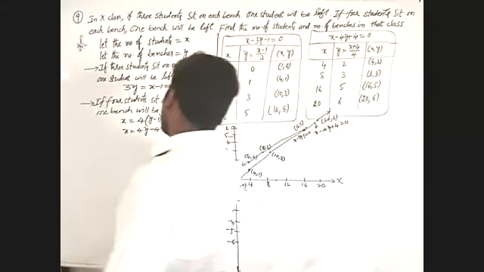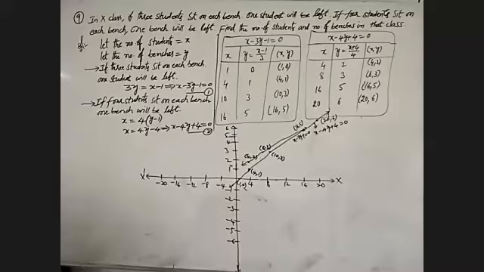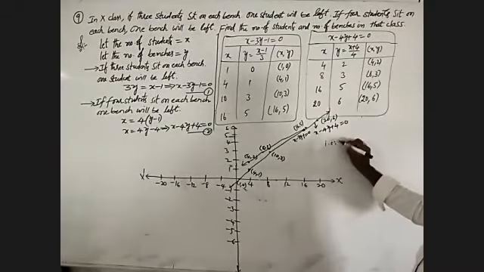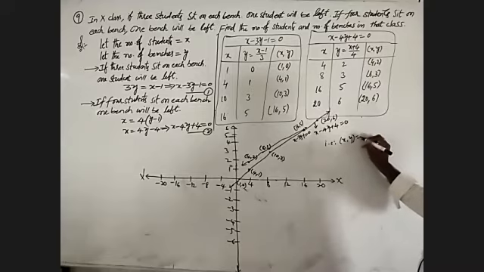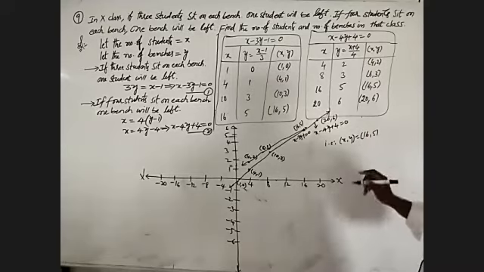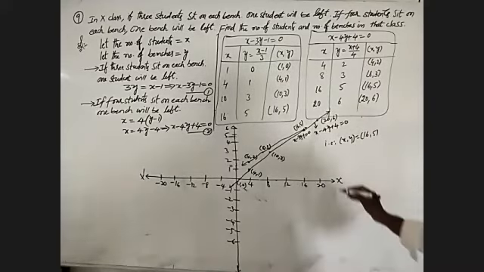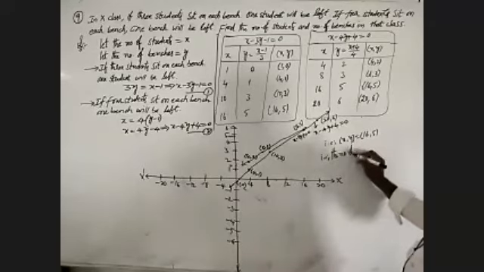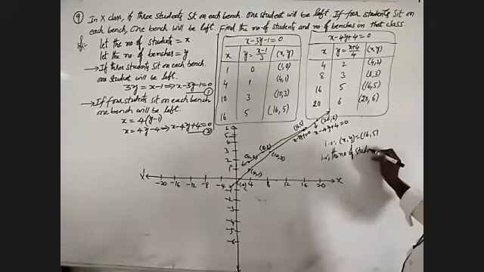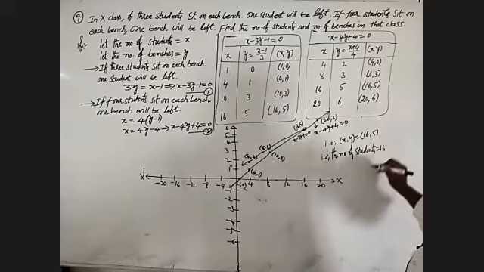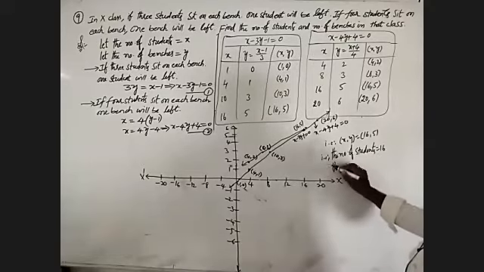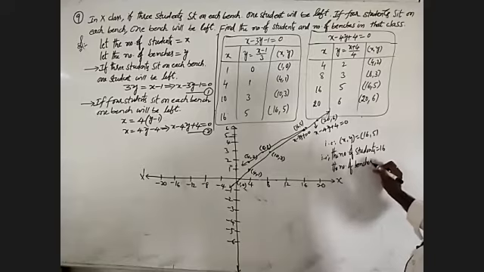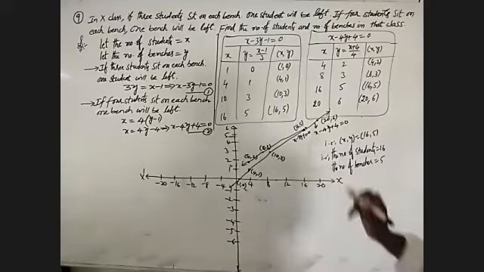Both intersecting at the point 16, 5. x, y will take 16, 5. Where x is the number of students, that is, the number of students will take x. Number of students is equal to 16. After that, the number of benches. The number of benches is equal to 5. This is asked in this given problem.